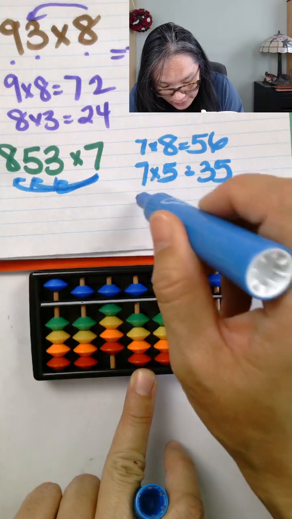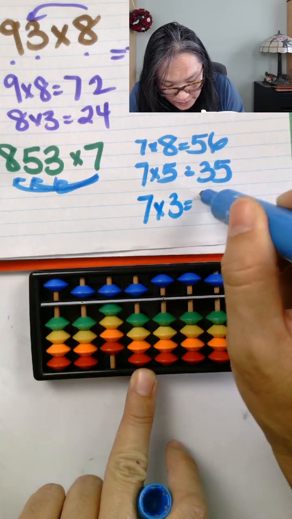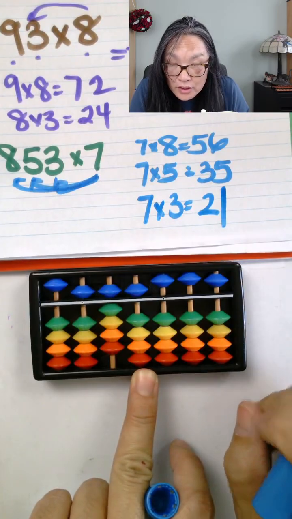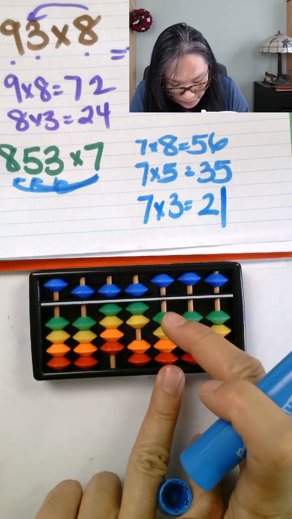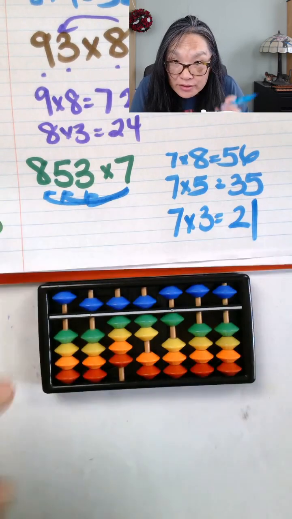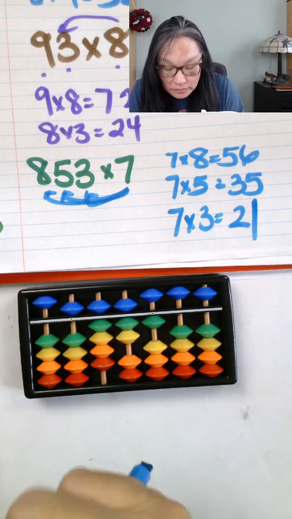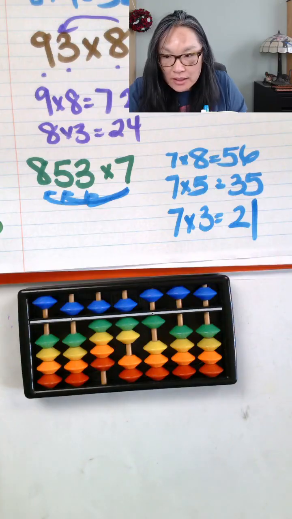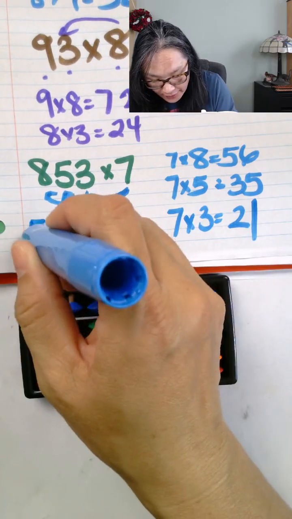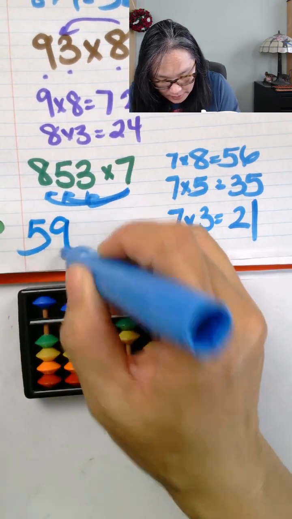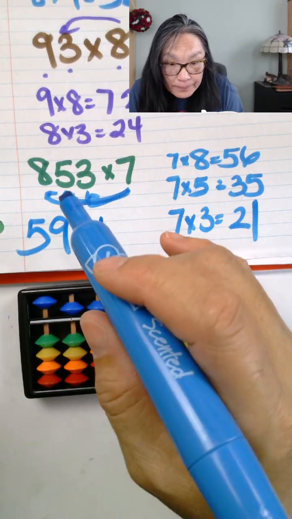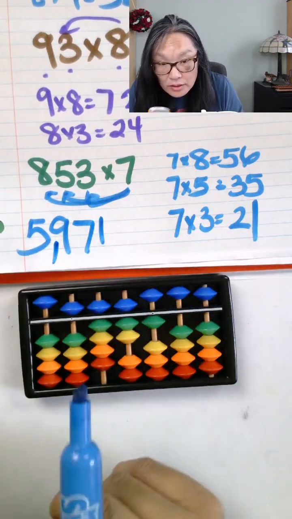7 times 3. 7 times 3 is equal to 21. So we add my 2, and we add my 1. So what is my final answer? Right? Easy? This is easy because we know how to read the abacus. Yes. 5,971.